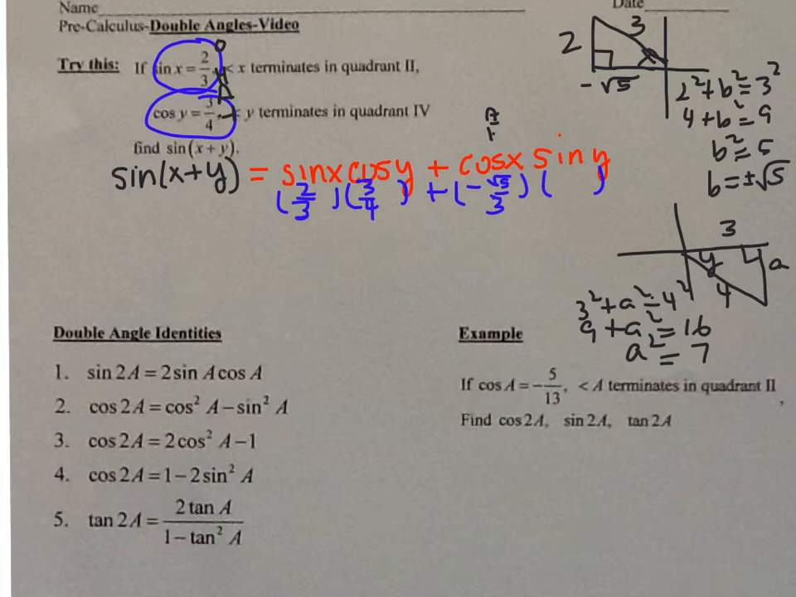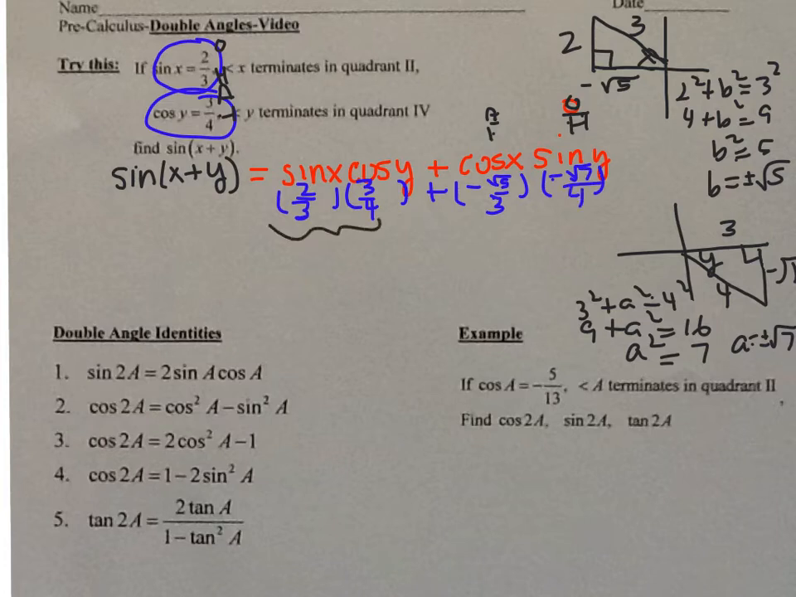Take the square root of both sides. We get a is equal to plus minus the square root of 7. Since we're going down on the y value in quadrant 4, it would be negative the square root of 7. Okay, so now I want sine y. Sine is opposite over the hypotenuse. So the opposite side would be negative the square root of 7 over the hypotenuse, which is 4.